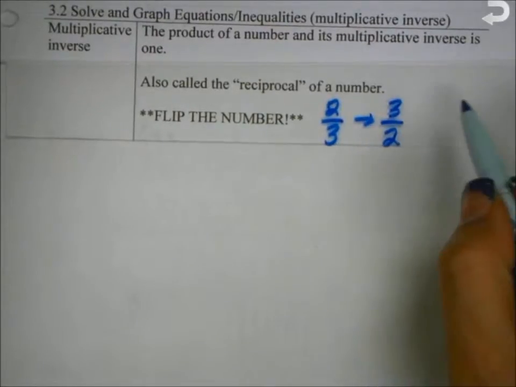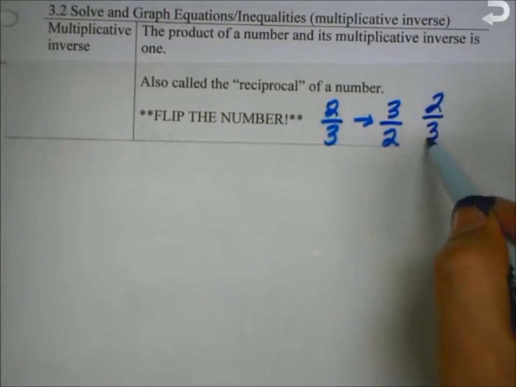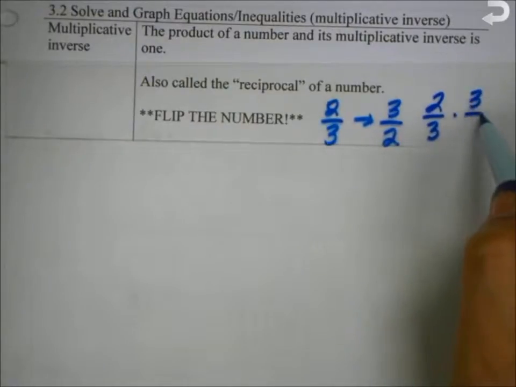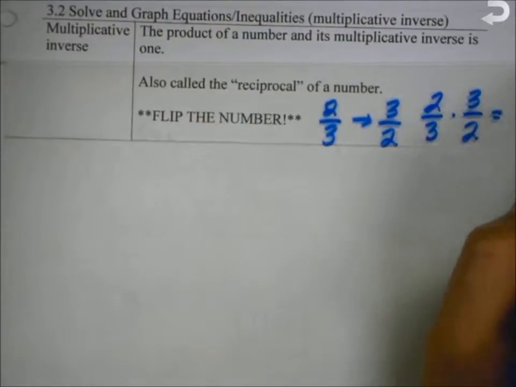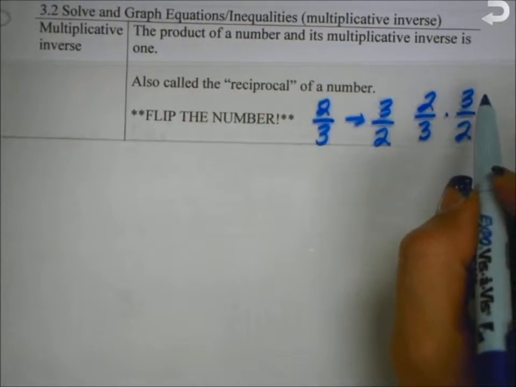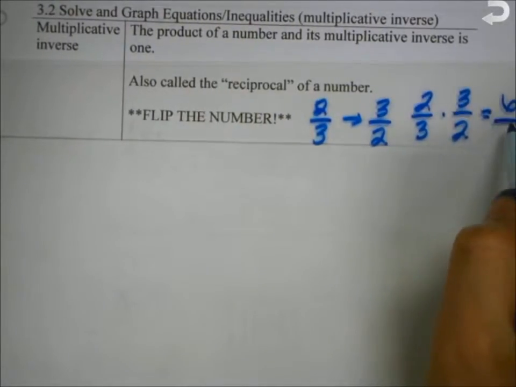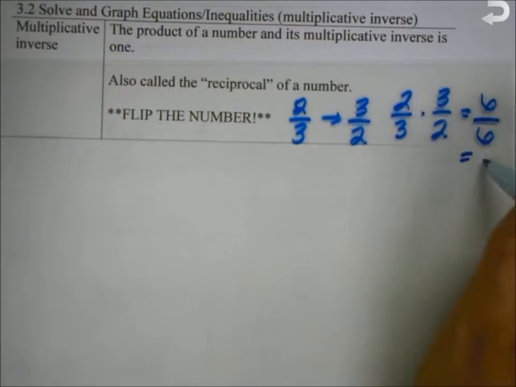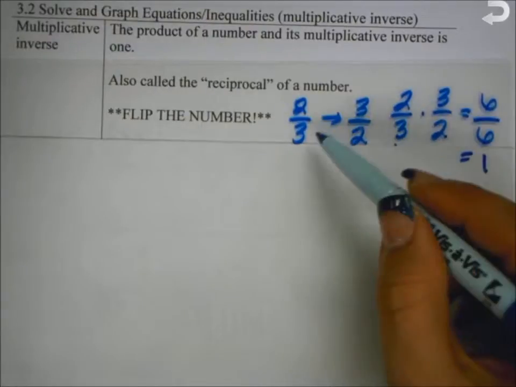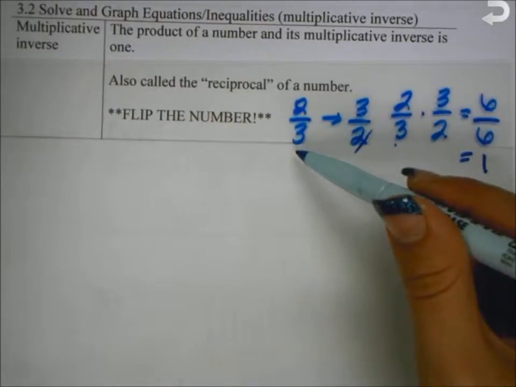And then let's think about it. 2/3 times 3/2. When I multiply those, what do I get? 2 times 3 gives me 6. 3 times 2 gives me 6. And 6/6 reduces to 1. So these guys are multiplicative inverses.